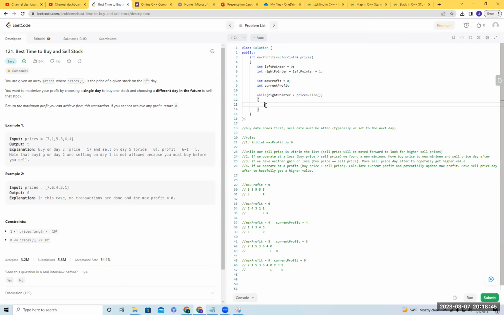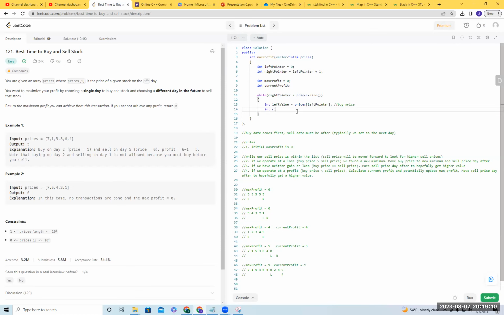Now within here, just for readability, I'm going to set up the left value. Right now we just have indices or pointers. I want to evaluate what those values are. So we know that the left pointer is really just prices at the index left pointer. This is our buy date or buy price. And then here we're going to have our right value, which is prices at the right pointer. This is going to be our sell price.